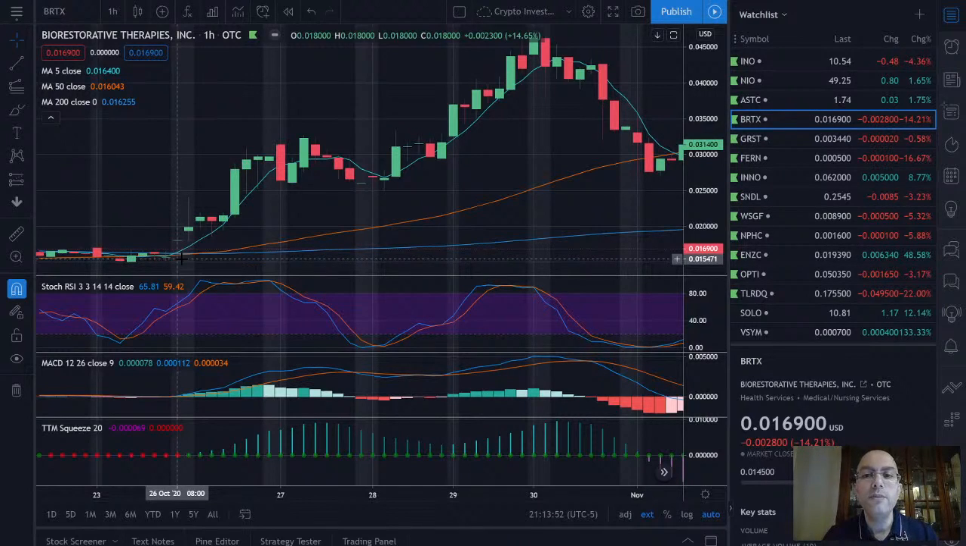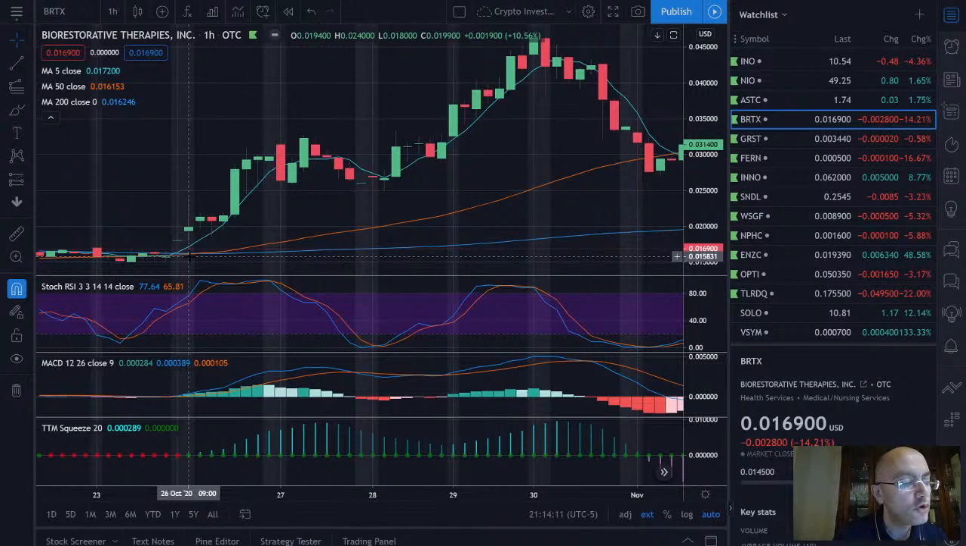So neither the buyers nor the sellers have actually won in this case. The buyers are trying to push the price upwards, and the sellers are trying to push the price downwards, and both are struggling, and the body is basically sandwiched in between. So that's why we say it's an indecisive market.